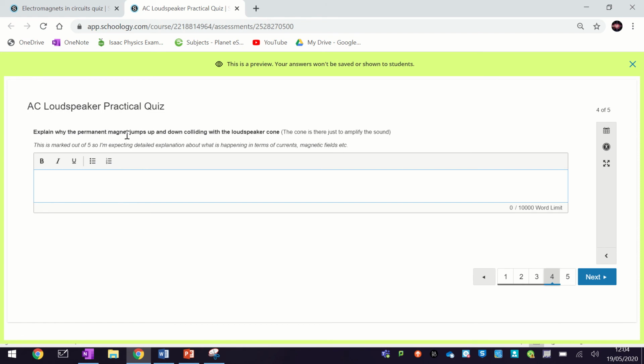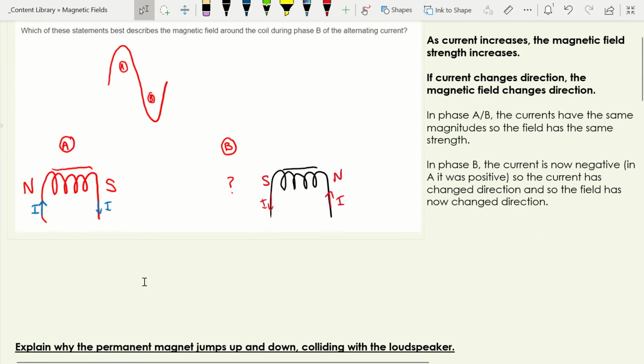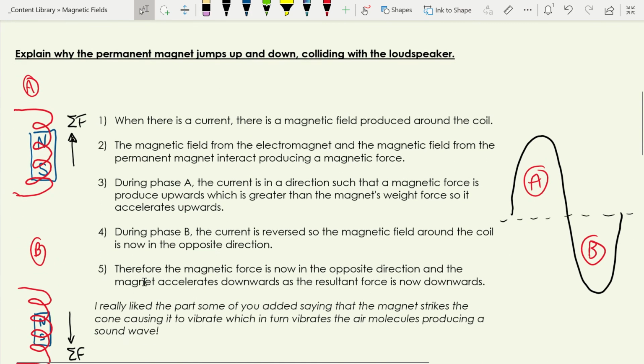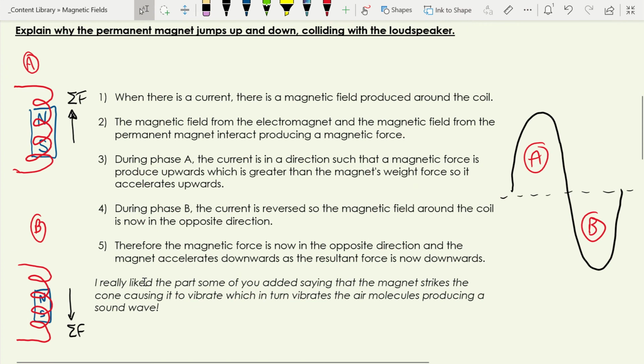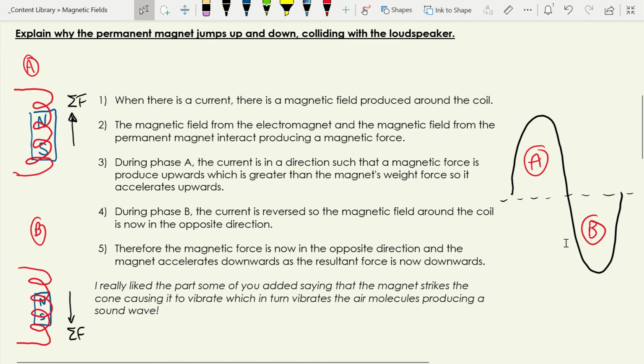So explain why the permanent magnet jumps up and down, colliding with the loudspeaker cone. So again, I want to put some detail into this. So I think there are two key phases to look at. So we're still going to be using our phase A and B. Now, the direction of these forces were somewhat arbitrary, so we could have reversed the whole thing. So during A, it could have been a force downwards, and during B, it could be a force upwards. That doesn't matter too much. So I just said during phase A, the force is upwards, and during B, it's downwards.